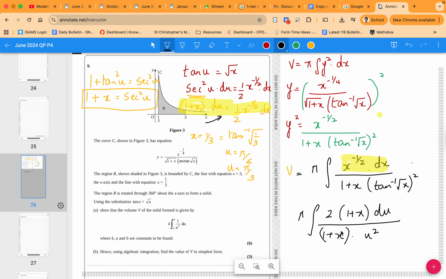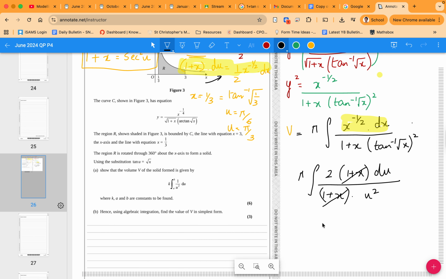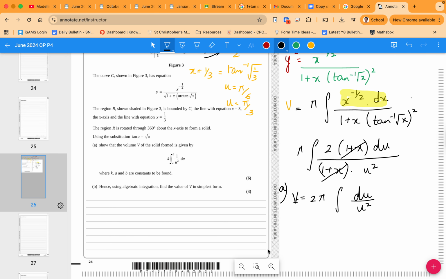We have a pi there. 1 plus x and 1 plus x can be cancelled out. Your k becomes 2 pi, and this is du over u squared. So that's the answer for your part A. You have found that volume equals 2 pi times the integral of du over u squared. Now they say using algebraic integration, find the value of V in its simplest form. This should be pretty easy.